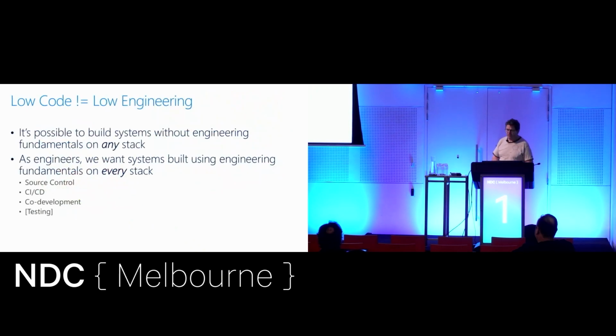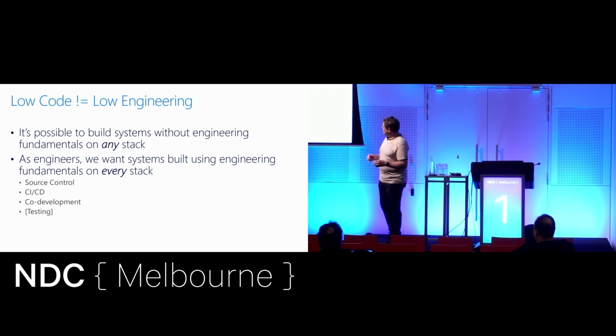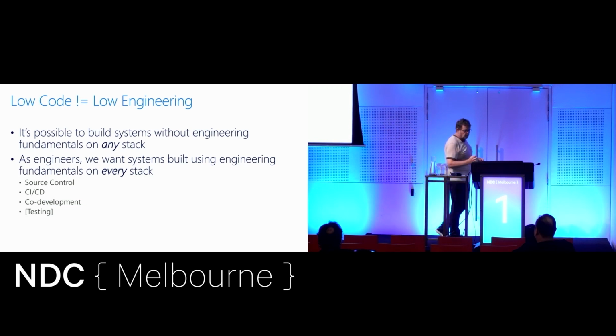Now, it's really important to remember that low-code doesn't equal low engineering. Engineering is a really important part of what we do with low-code if we want to do it on a sensible scale. And as we know, it's possible to build systems without any engineering at all, regardless of the stack. Right-click deploy, anybody? You know, it's a lovely demo, but it's not engineering, right? But we want to make sure that systems that are built with any stack use some sort of engineering fundamentals. We want to think about source control and continuous integration to deployment. We want to think about being able to co-develop. We want to think about testing, all that kind of stuff. So we're going to talk a bit about that in the context of some Microsoft tools.